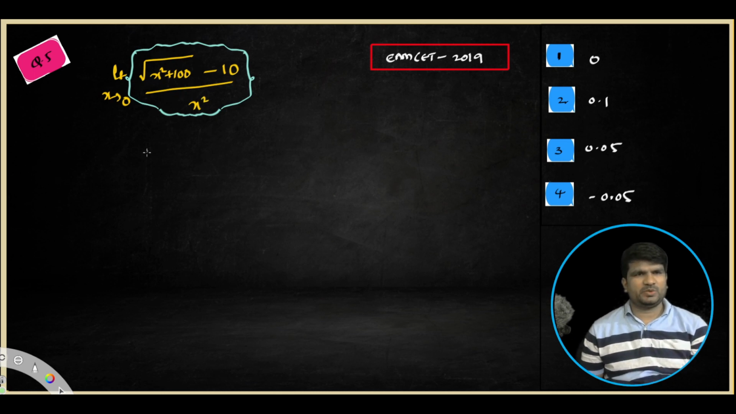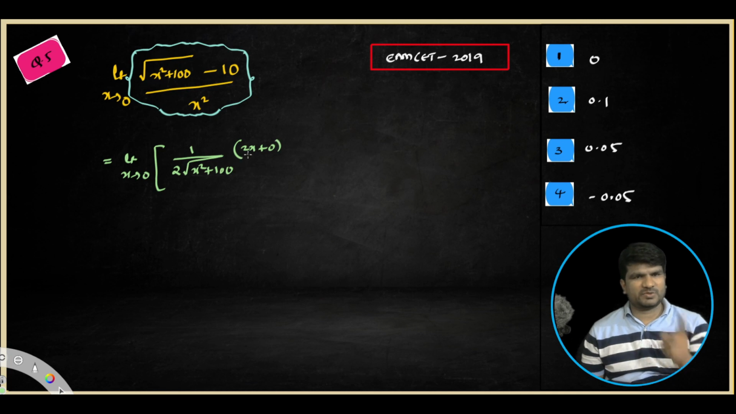According to L'Hospital rule, I am differentiating the numerator. Root is there, so 1 by 2 root x square plus 100, and the inner derivative of x square plus 100 is 2x plus 0. Differentiation of x square is 2x, differentiation of 100 is 0, minus differentiation of 10 is 0, divided by differentiation of x square, which is 2x. So the 2 gets cancelled, and this x also cancels. What remains? 1 by 2.